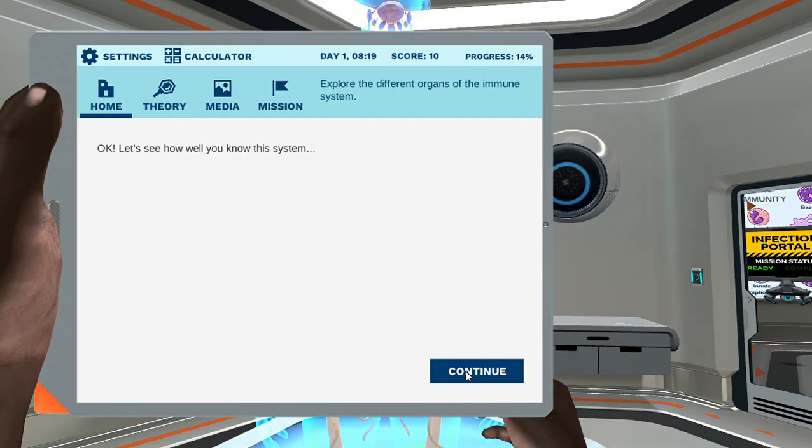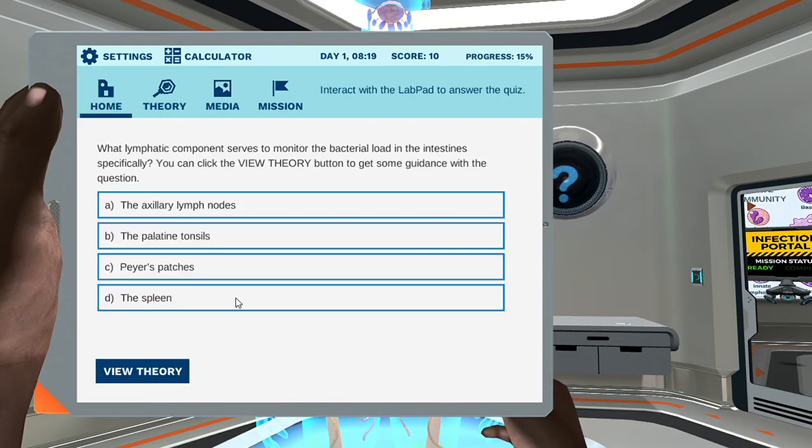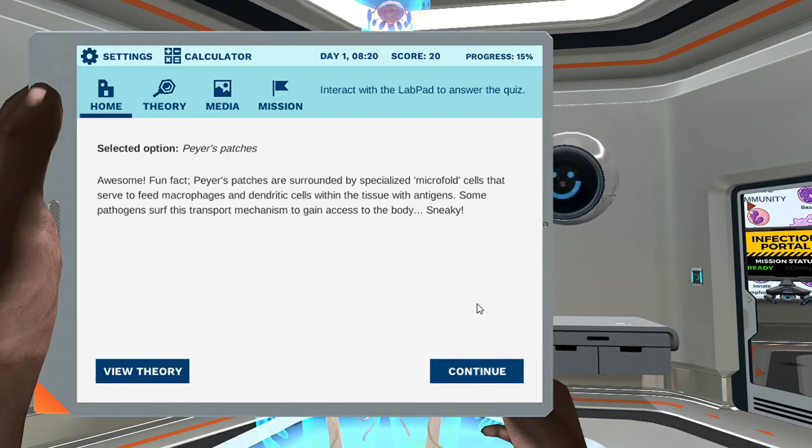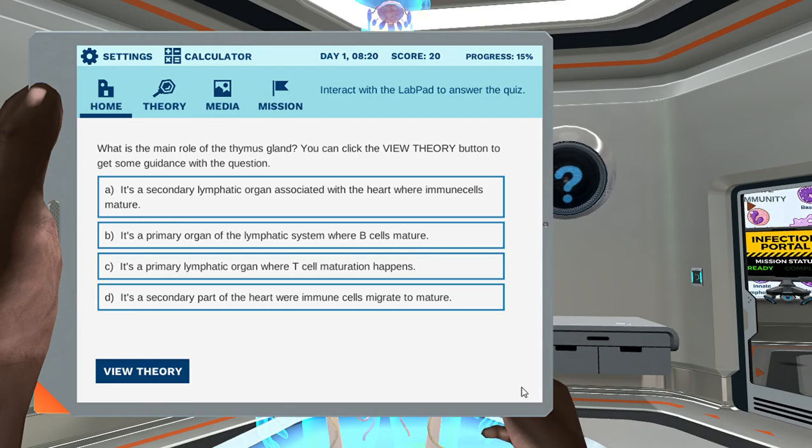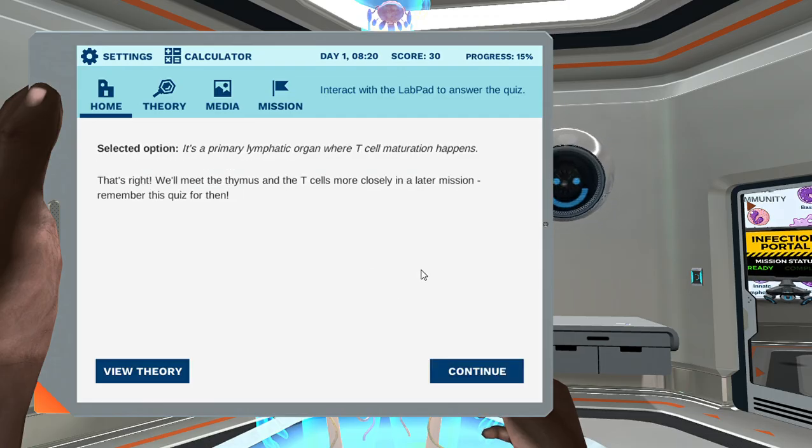Okay, let's see how well you know this system. What lymphatic component? Awesome! Fun fact. Peyer's patches are surrounded by specialized microfold cells that serve... What is the main role of the thymus gland? You can click the View Theory button to get some guidance with the question. Option A. It's a secondary lymphatic organ associated with the heart where immune cells mature. Option B. It's a primary organ of the lymphatic system where B cells mature. Option C. That's right. We'll meet the thymus and the T cells more closely in a later mission.